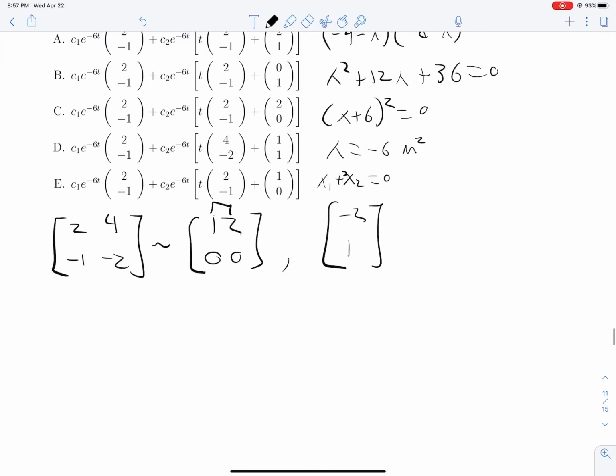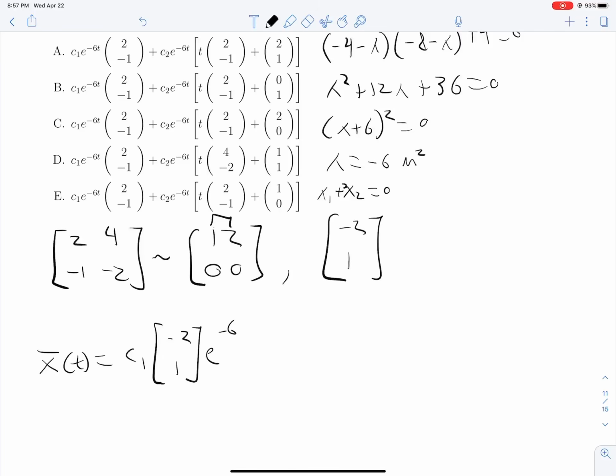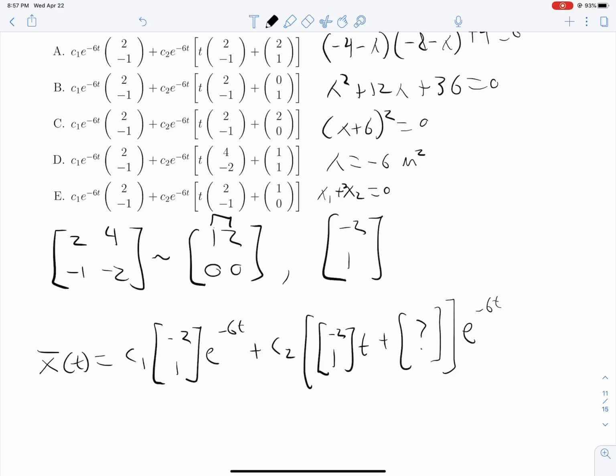eigenvector. So we can start writing, that's a y, I wanted an x. We can start writing x of t, which is our solution. That'll be c1 y1 e to the lambda 1 t plus c2, and then in parentheses y1 multiplied by t, and then we need to add a generalized eigenvector, e to the -6t.